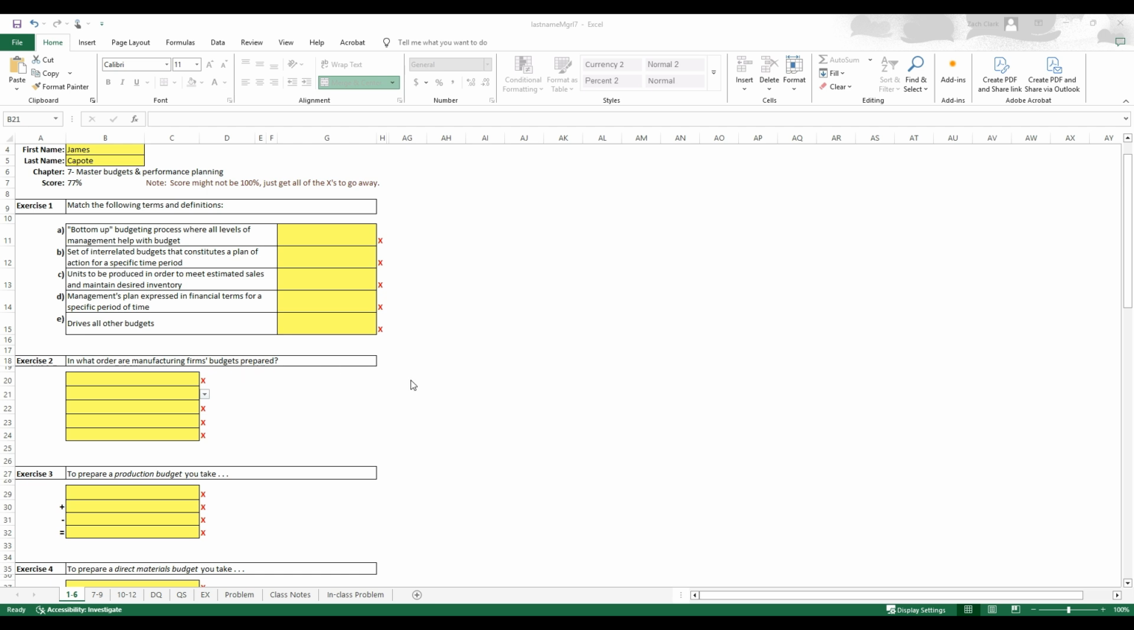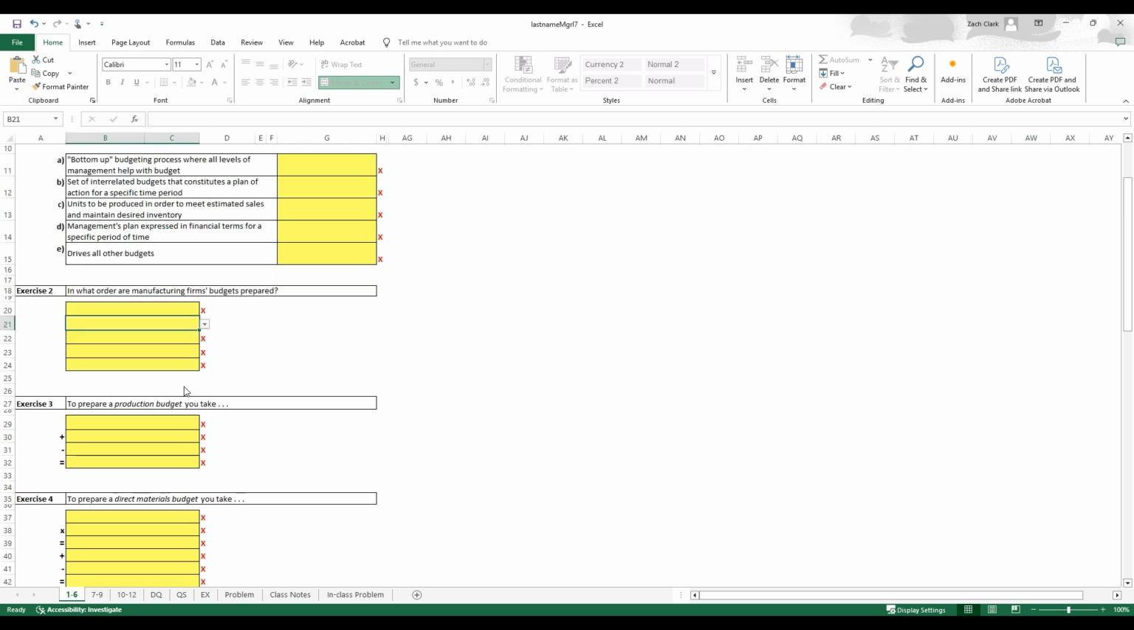But in what order are manufacturing firms' budgets prepared? So manufacturing budgets, in what order are they prepared? We want to start with a sales budget. We need the sales budget because we need to know how much we're going to sell in order to develop an idea of how much to produce, right? We don't want to overproduce or underproduce, so we don't have enough inventory to sell, or we have too much inventory.